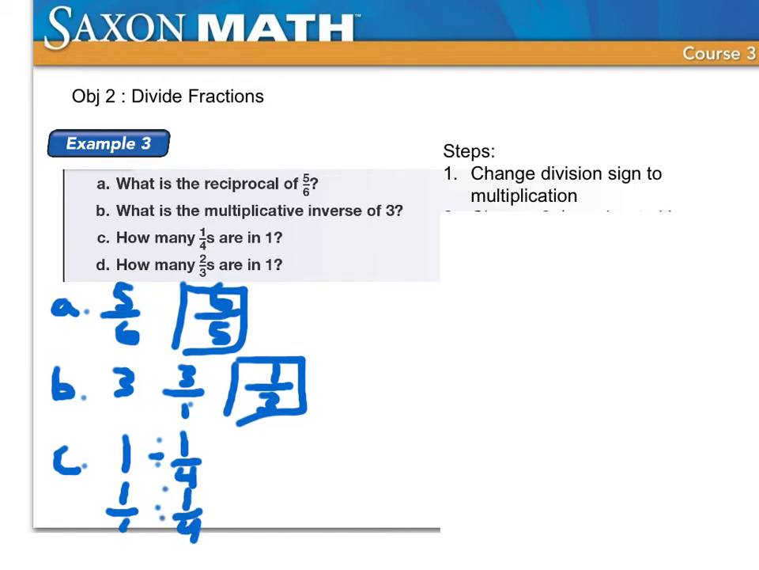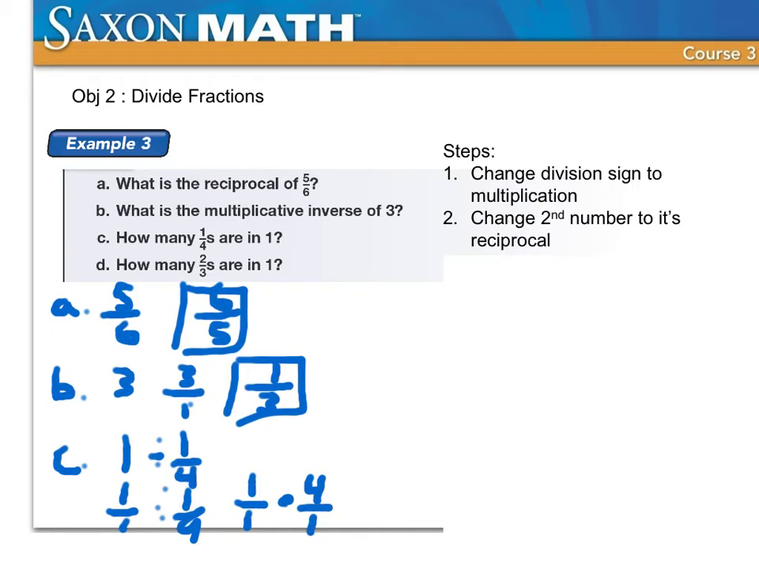Okay? Step 1 says to change the division sign to multiplication. So now I'm going to have 1/1. I'm going to change it to a multiplying problem. And step 2 says I'm going to change the second number to its reciprocal. So I'm going to change this second number to the reciprocal of 1/4, which is 4/1.